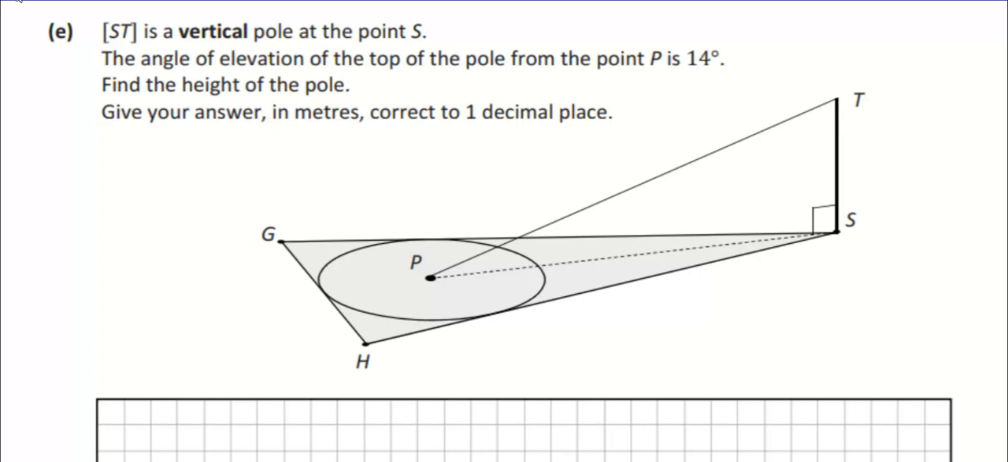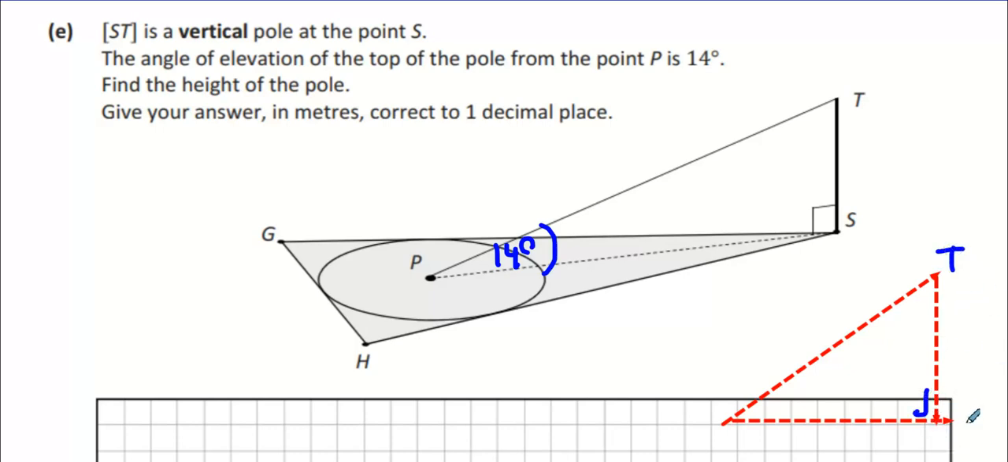Part E. ST is a vertical pole at the point S. The angle of elevation of the top of the pole from the point P is 14 degrees. So that's 14 degrees. And once again, remember, we're only allowed to work with 2D triangles. Okay, so everything we're doing is going to be 2 dimensions. So that'll be T, that's S, and that's P, and that's 14 degrees. Okay, find the height of the pole.